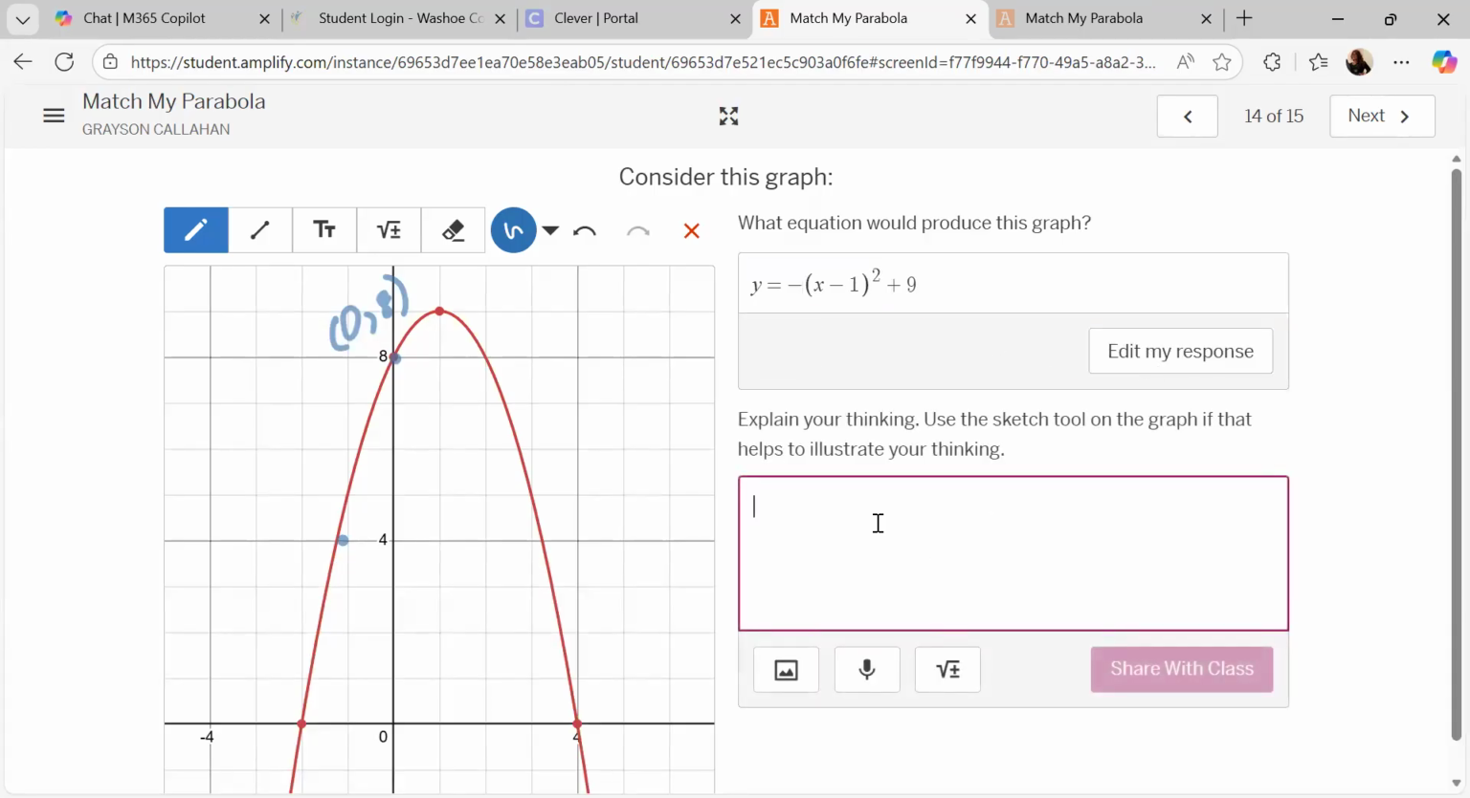What is your thinking? Explain your thinking. Here we go. And then we have one more, and then we're done. And then you can start studying for your test.